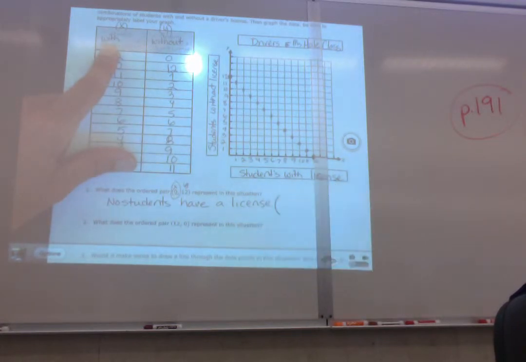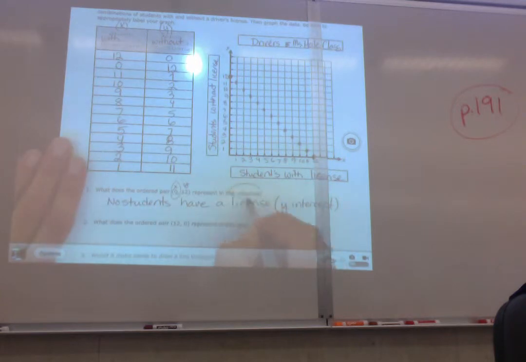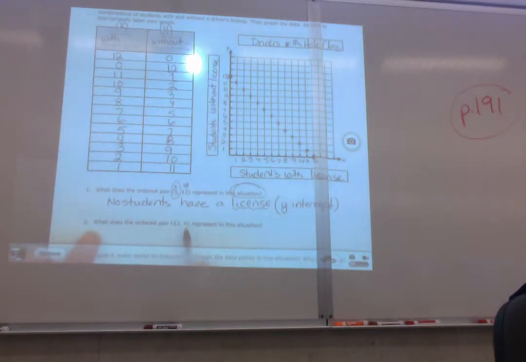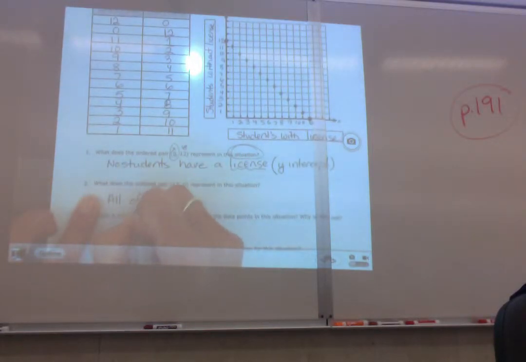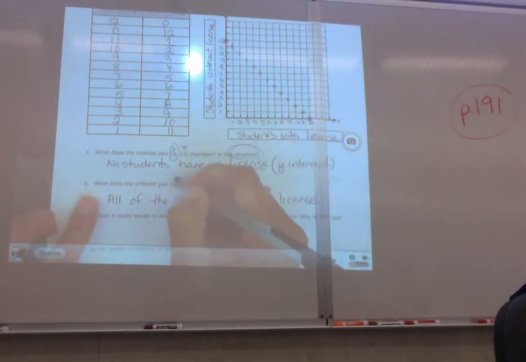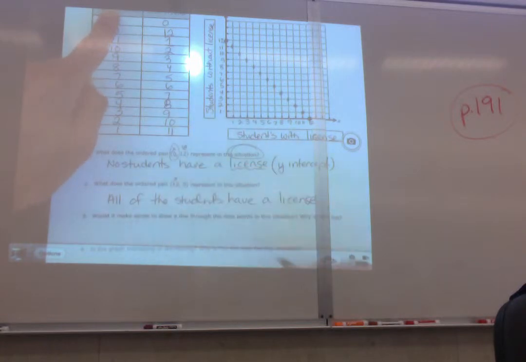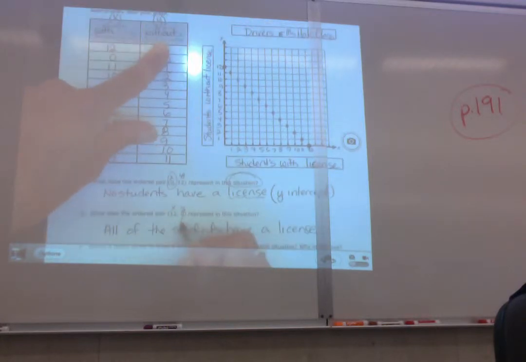And I heard Jerry say this is an intercept. This is the y-intercept. Okay, but I think they were trying to get in the situation, and that was the class and the situation of license. What does the ordered pair 12-0 represent? All of the students have a license? That's because this is X, and X is the column that we identified as with a license. This is a Y, and Y is the column that we identified as without a license.